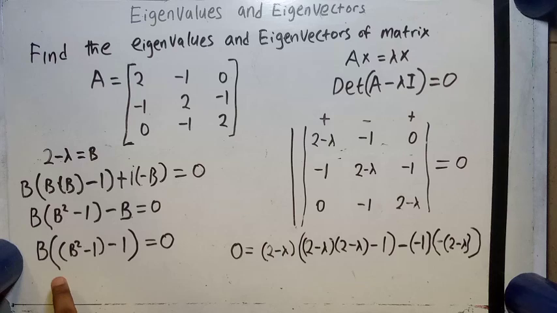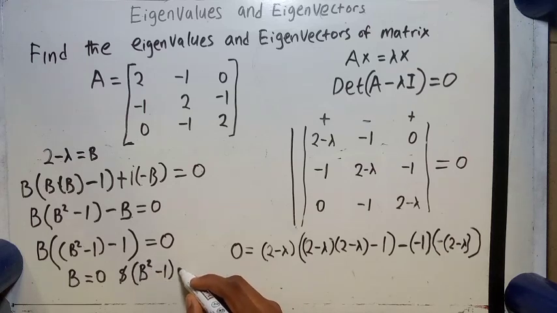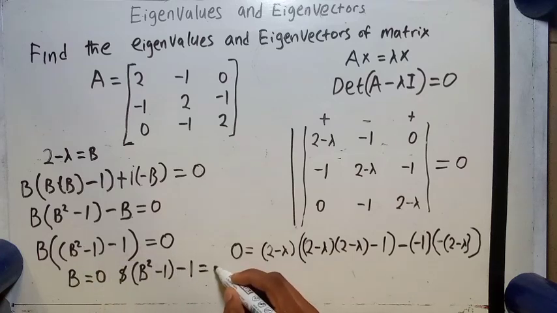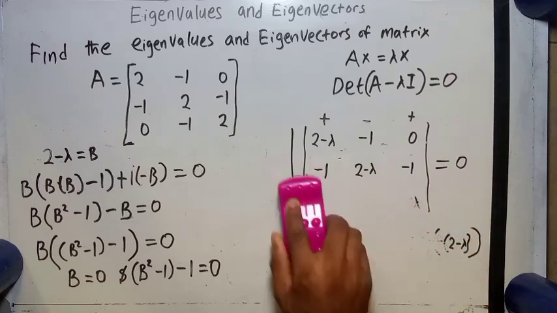Now from here we can say that our b is equal to 0, and our b squared minus 1 in brackets. Actually, you can solve for this value, but still minus 1 is also equal to 0. So from this we have gotten two equations.